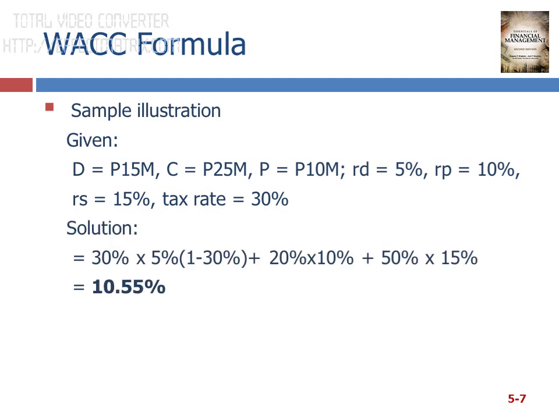So we apply the formula. 30% is computed as the market value of debt, which is 15 million, divided by the total of the three market values, 15, 25, and 10, that's 50 million. So 15 million divided by 50 million, 30%, times 5% interest rate, times 1 minus 30%. Then 20% is the weight of the preferred stock, which is 10 million over 50 million, times 10%, the cost of preferred stock, plus 50% weight of the common stock. That's 25 million divided by 50 million times 15%, the cost of equity. You get 10.55%.